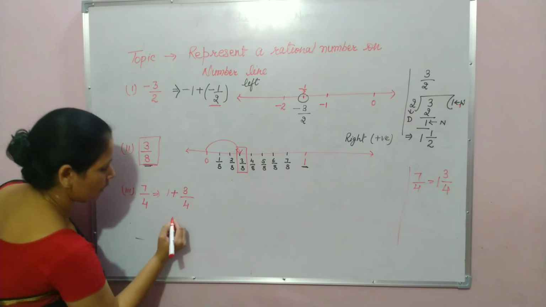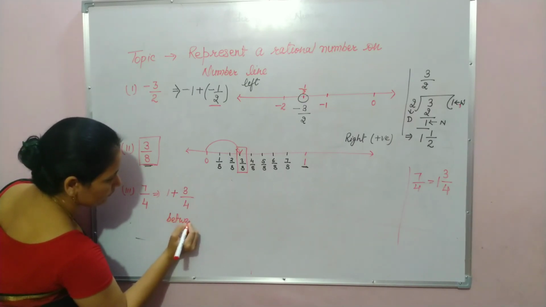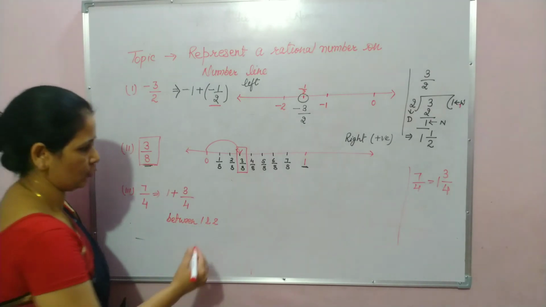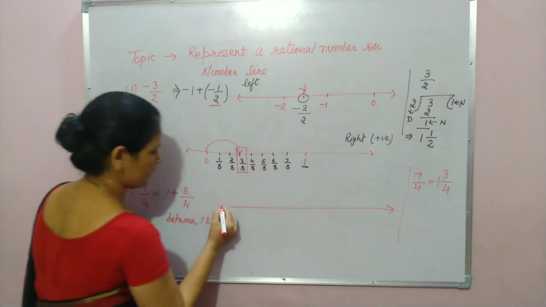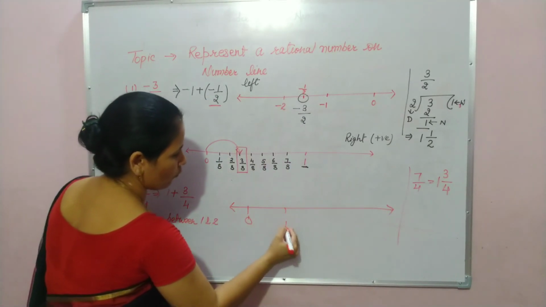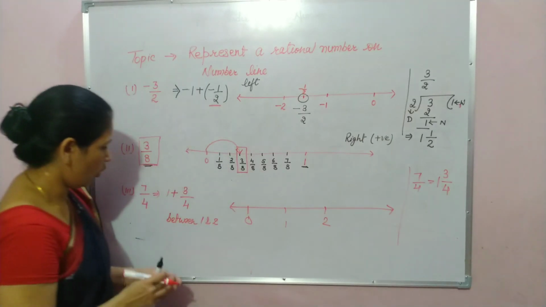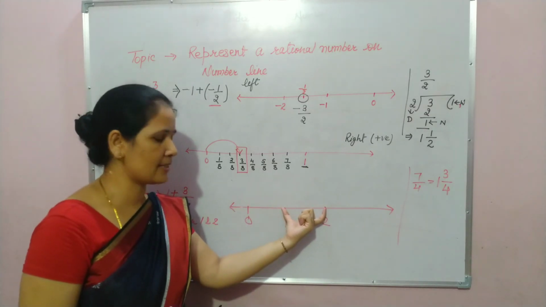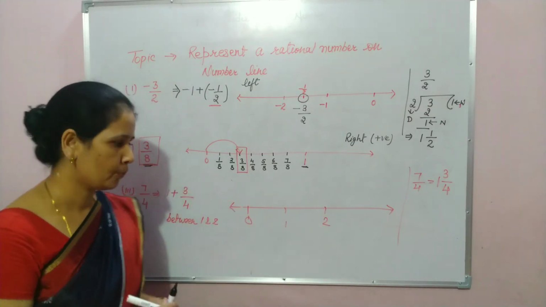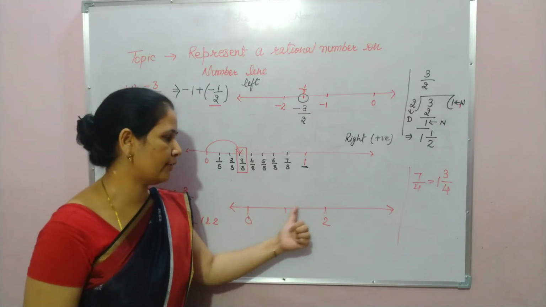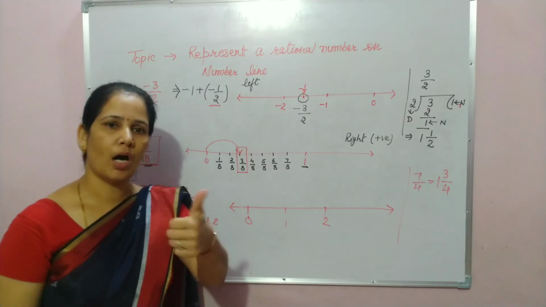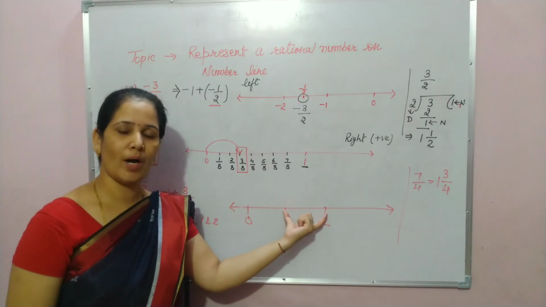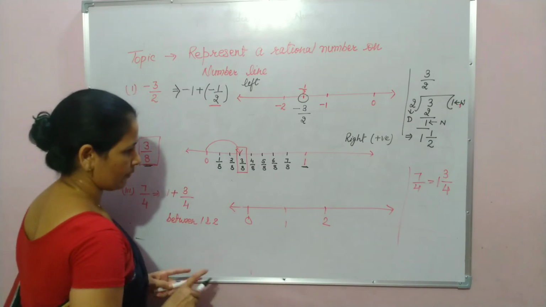So where do we represent this number? Between 1 and 2. How? Let's see. This is our number line: 0, 1 and 2. Whole number 1, we covered. Then after that, 3 by 4 will be represented between 1 and 2. So into how many parts do we divide 1 and 2? 4. See, the denominator is 4. So we divide this portion between 1 and 2 into 4 equal parts. So let's divide.